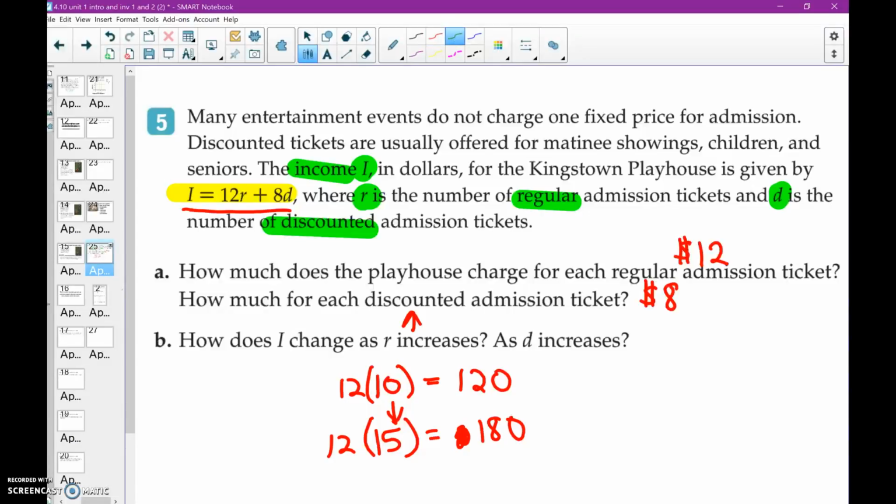Same idea with D. Okay, so let's try when D increases. So let's start with 10 for D. Again, it's $8 per ticket. So 8 times 10 would be $80 just for the discounted ones. 8 times 15, though, would bump it up to 120, so obviously an increase as well. So as D increases, the income always is going to increase. So make sure you got those answers down for those two parts, and then you can go back and click on the next video for question 6.